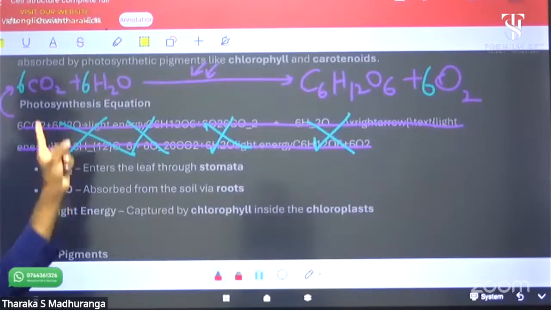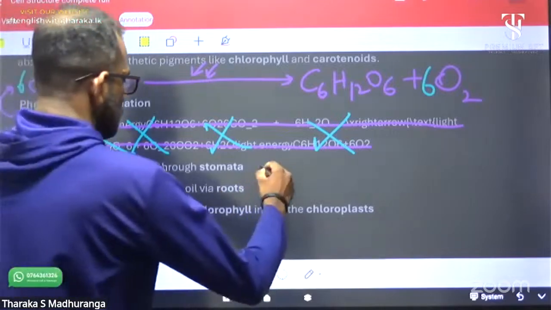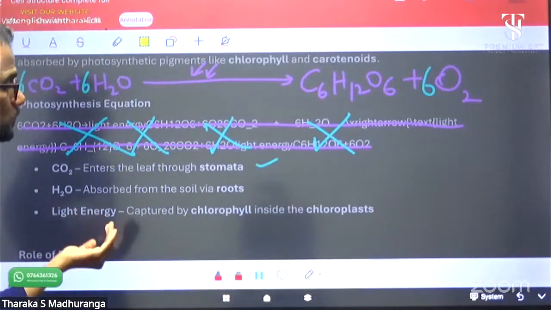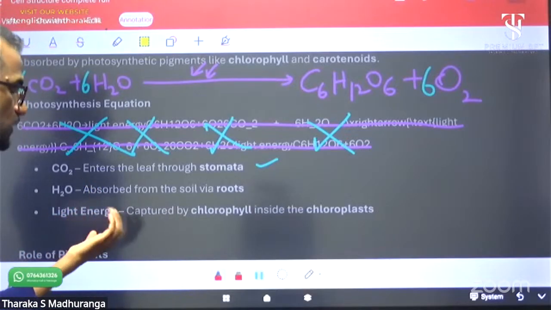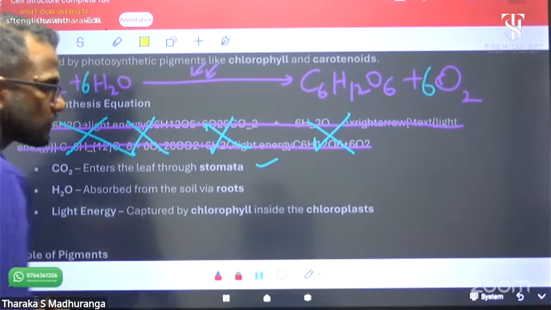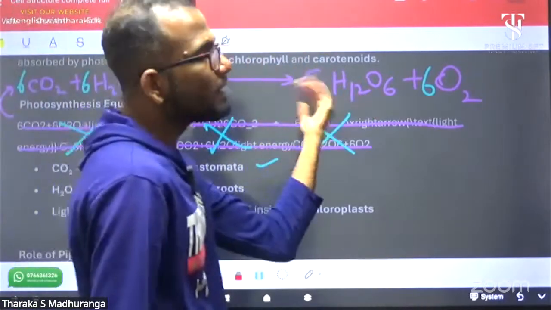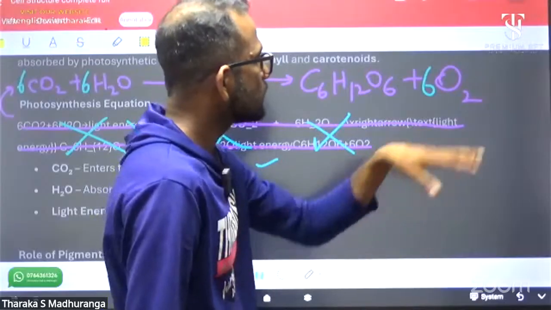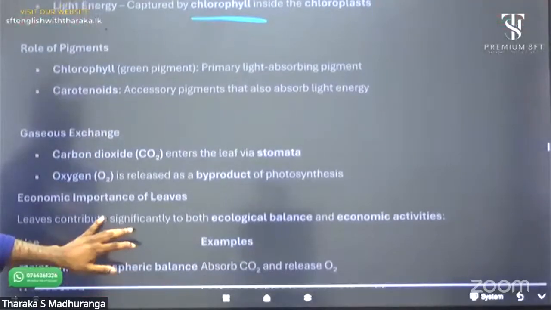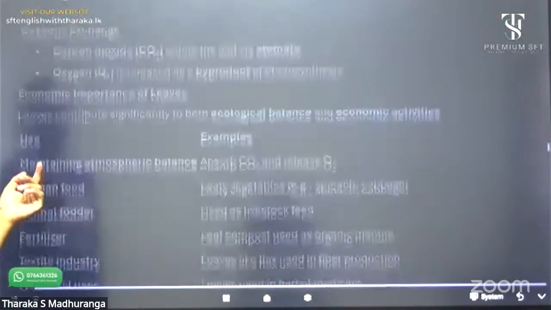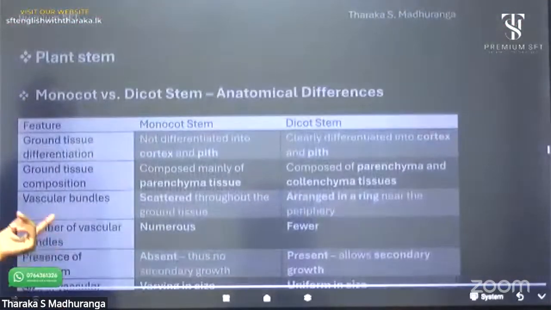Okay. Required carbon dioxide enters the leaf through stomata. That's correct. Water is absorbed from the root. Light energy is absorbed by chlorophyll. Then it is producing food, storing it, and releasing oxygen. That's photosynthesis. Let's move into plant stem.